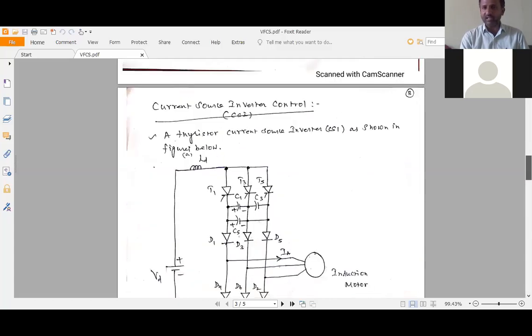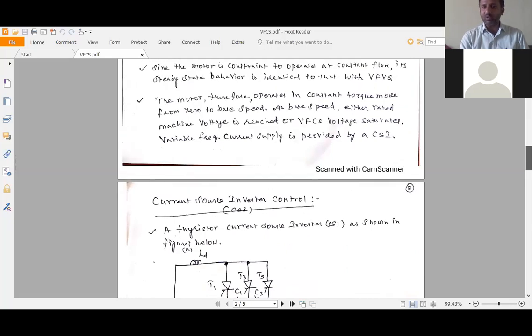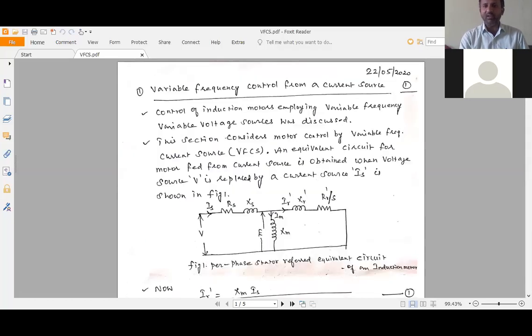In the last classes we discussed the voltage source inverter fed induction motor drive. That is also very important. I will send you the notes, you go through them.